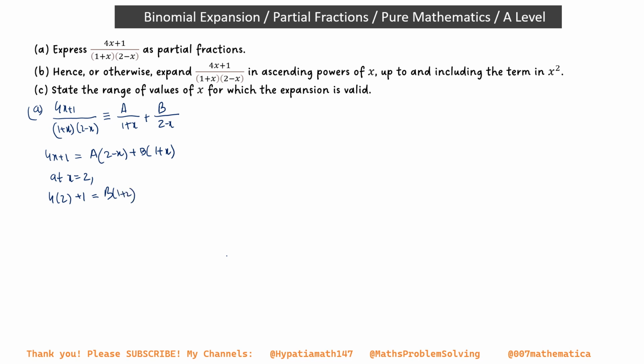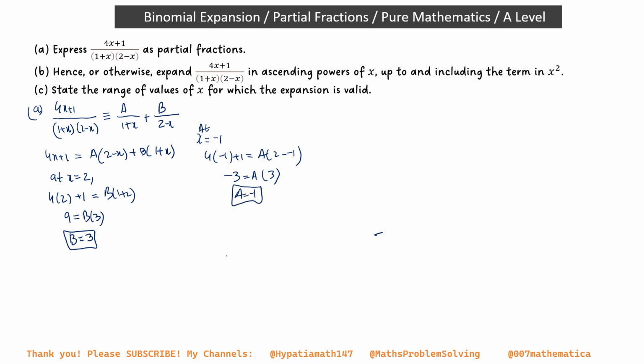So we get 9 equals 3, B times 3, so we get B is 3. And then if we are to put x is minus 1, then we get 4 times minus 1 plus 1 is equal to A times 2 minus 1. So I would get minus 4 plus 1 is minus 3, is A times 2 plus 1 is 3. Therefore we get A is minus 1.